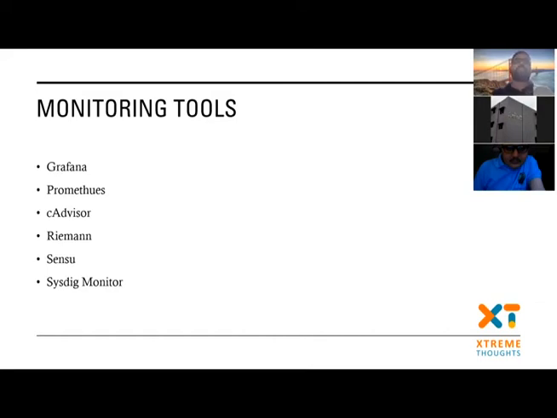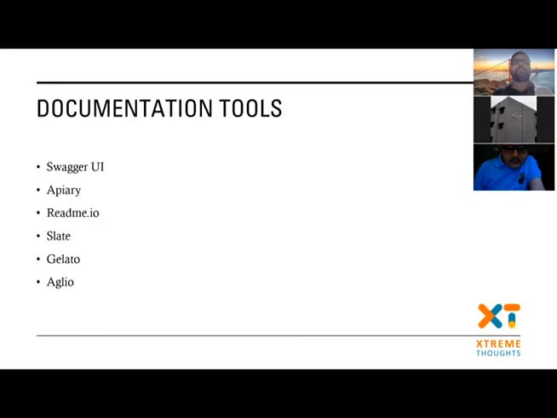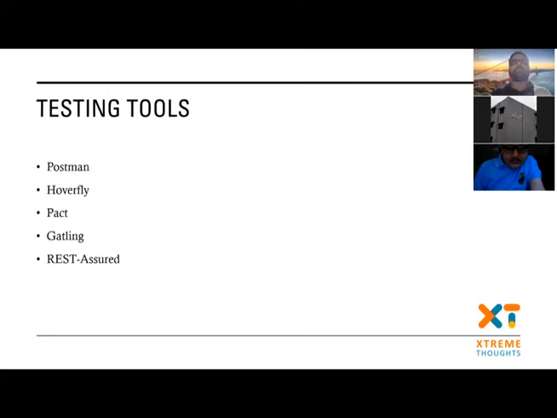Monitoring tools, Grafana, Prometheus, these two are very popular. cAdvisor, Sensu, Sysdig Monitor, these are a few others. Documentation tools, Swagger UI, Apiary, Readme.io, Slate, Gelato, Agilio, and Confluence. So there are various other tools which you can use, whatever is being used in your organization, but documentation is a must. Testing tools, right? Postman, Hoverfly, Pact, Gatling, Rest Assured. These are a few tools which can be used for testing APIs and all.